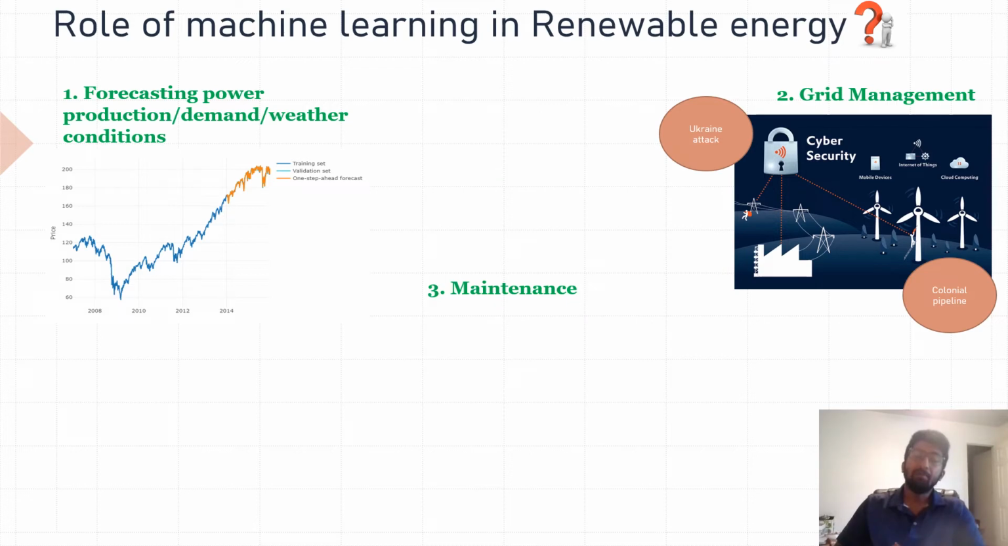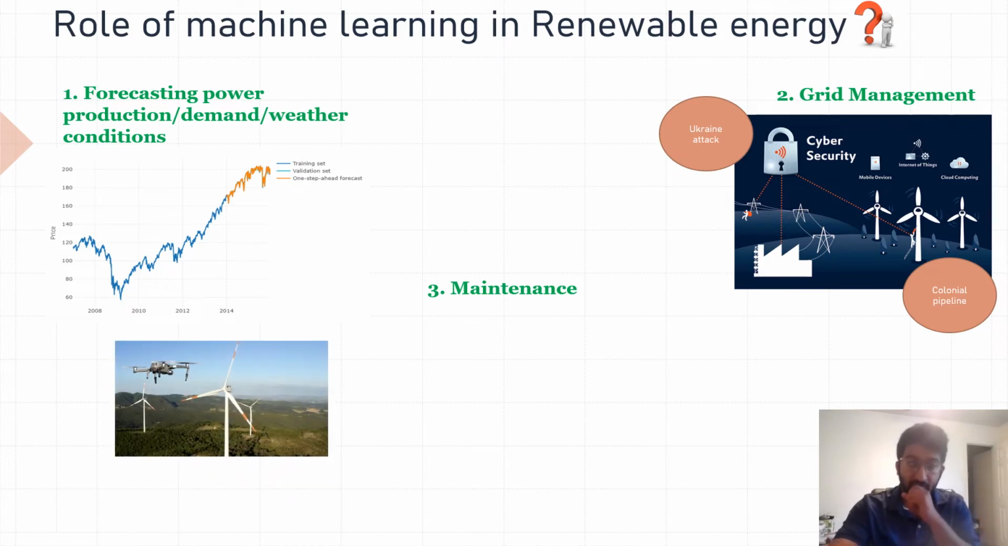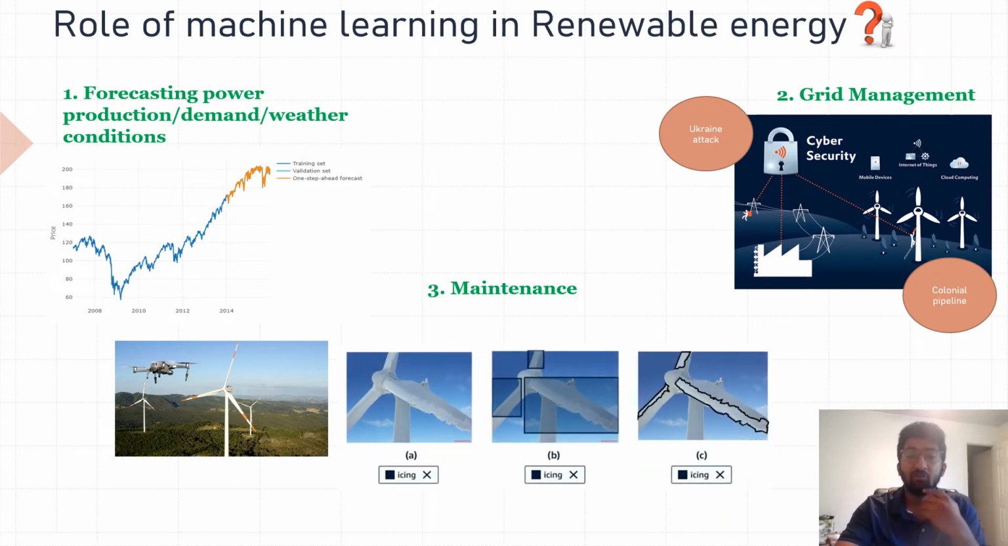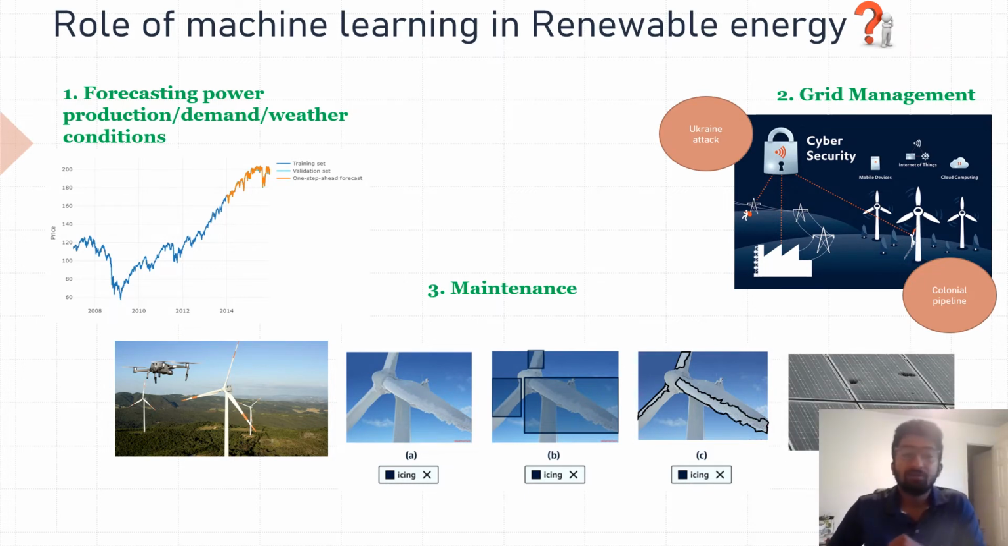And the third application or role of machine learning in renewable energy could be maintenance. In the renewable energy industry, there are large wind farms or solar farms where maintenance is one of the biggest challenges we have. If there is any icing or any erosion in the wind turbine, as you can see in the figure, it is going to decrease the power production by a significant figure. As per the research, if there is icing, the power production could be reduced by somewhere around 80%.